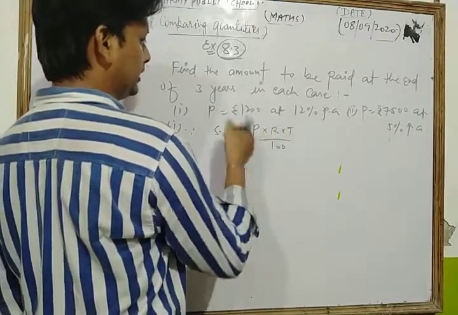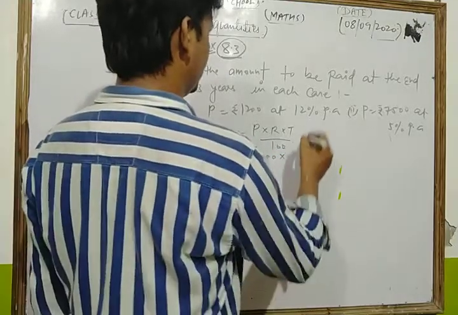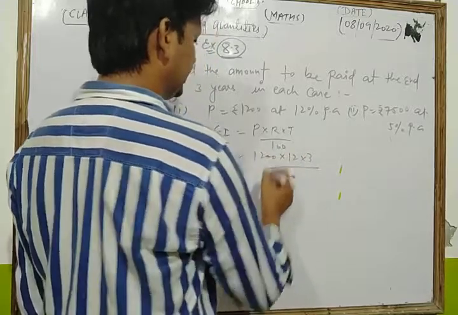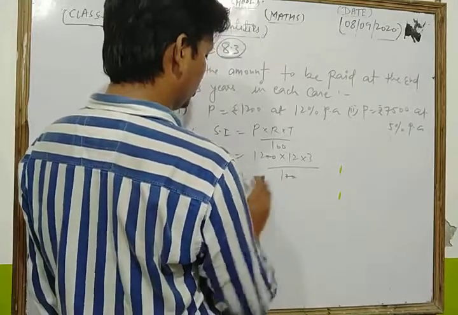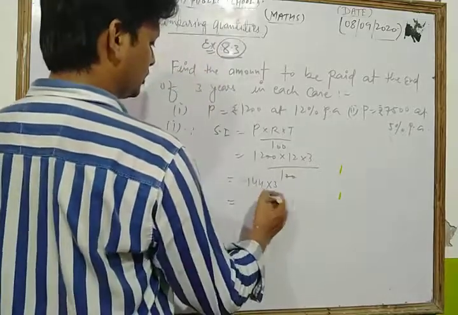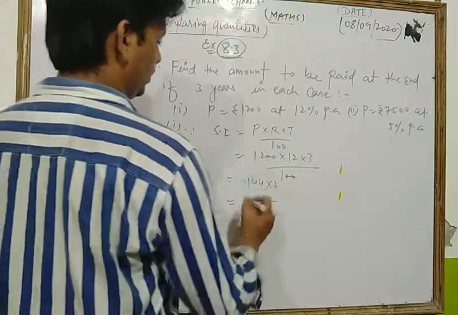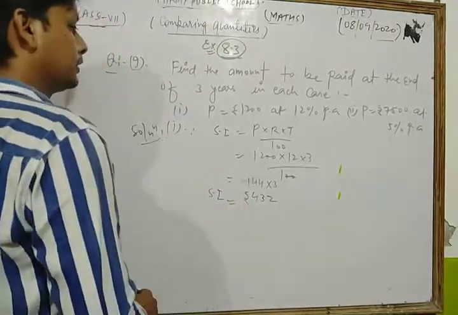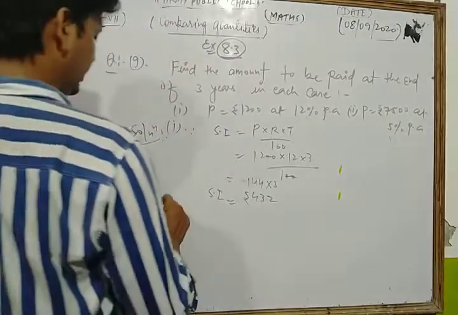First of all, we find the simple interest of rupees 1200 at the rate of 12% in 3 years, so we put 3 upon 100. The 100 and 00 cancel to each other, so we get 12 12s are 144 into 3. Now we get rupees 432. So the simple interest at the rate of 12% at the end of 3 years is rupees 432.